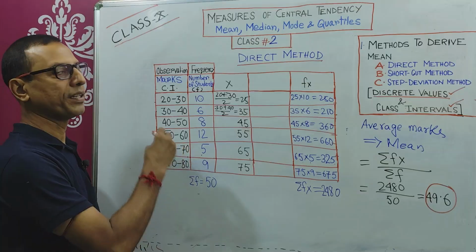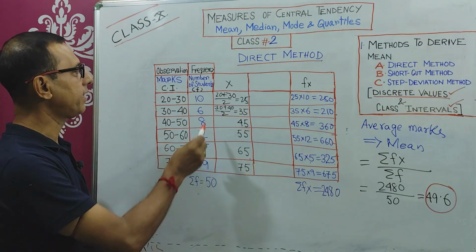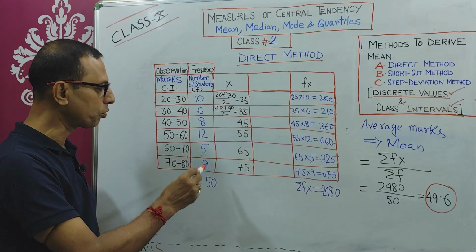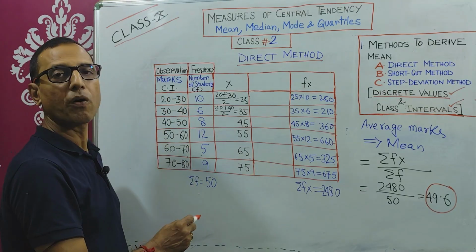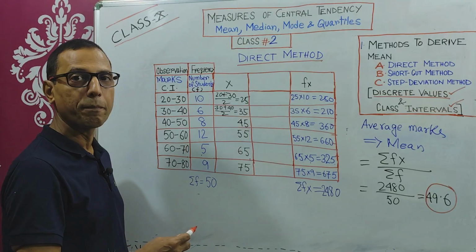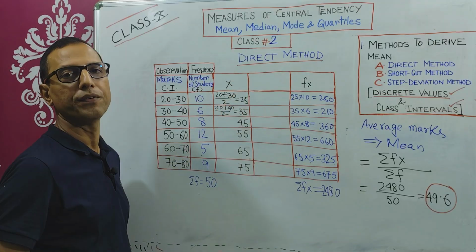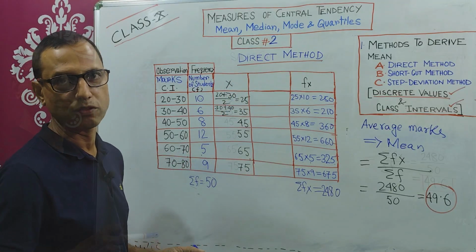For the direct method, where the calculation is simple and the number of students, which in statistical terms means the number of observations, is not very high, then you will apply the direct method both for class interval as well as isolated values.